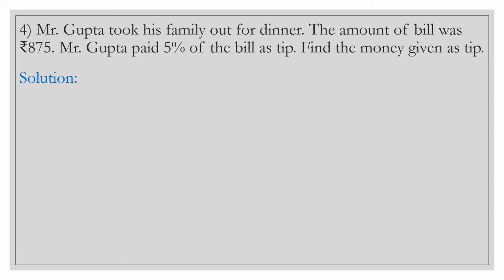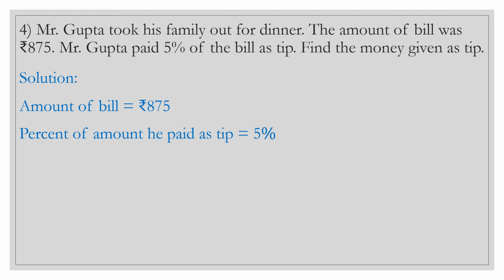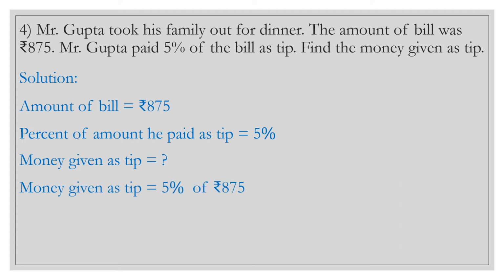How? Let's see. Amount of bill is equal to rupees 875 and percent of amount he paid as tip is equal to 5% and money given as a tip we have to find out. So money given as a tip is equal to 5% of rupees 875. First we replace the percentage symbol and write it as fraction form, that is 5 upon 100. Now replace the word of with the multiplication symbol, then write rupees 875 as it is.